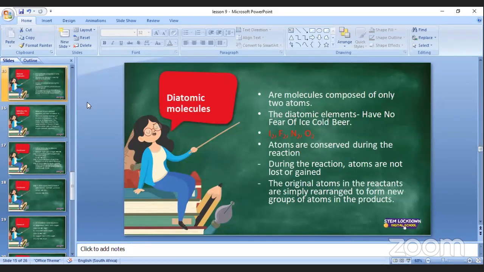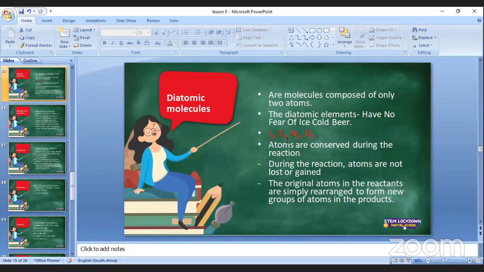So diatomic molecules are molecules of only 2 atoms, and the diatomic elements, we've got 7 of them: 1, 2, 3, 4, 5, 6, 7. Write down this sentence: have no fear of ice cold beer. So that will be your nitrogen, hydrogen, fluorine, oxygen, iodine, chlorine, and bromine.